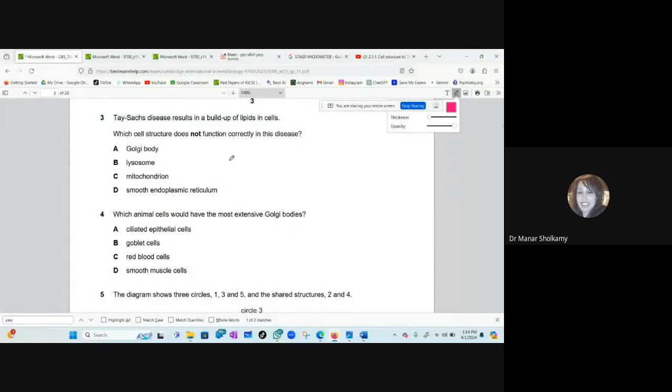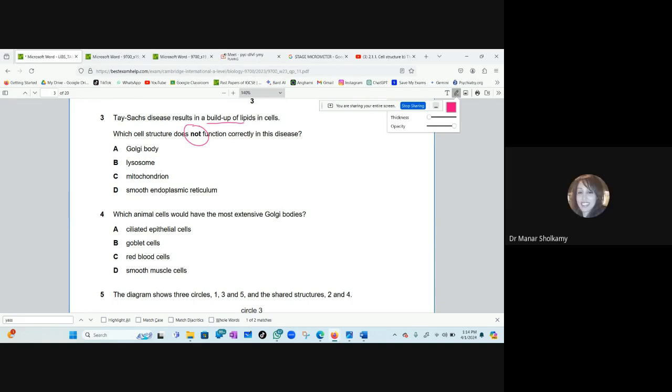Yes. Okay. So Tay-Sachs disease results in a buildup of lipids. This is the latest exam, by the way, November 2023. Which cell structure does not function correctly in this disease? Golgi body, lysosome, mitochondria, or smooth endoplasmic reticulum? Which organelle gets rid of worn out organelles in the cell? This is a very easy question.